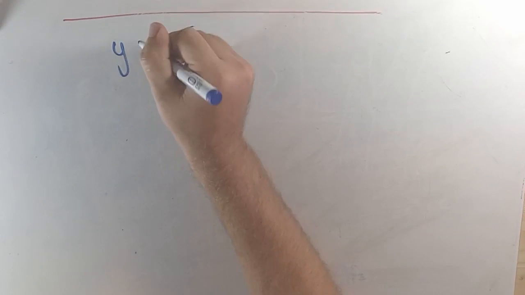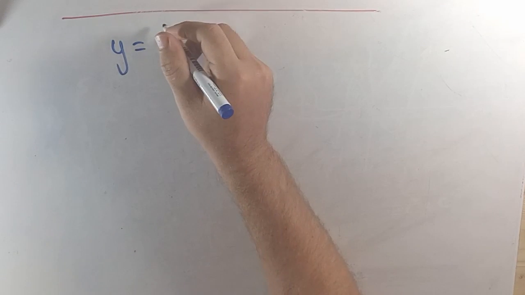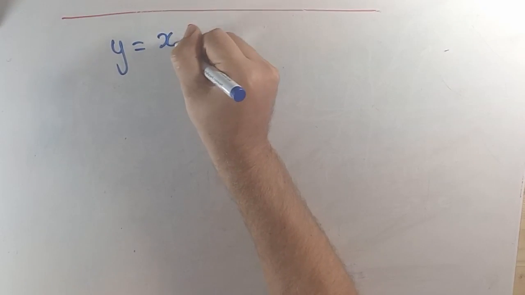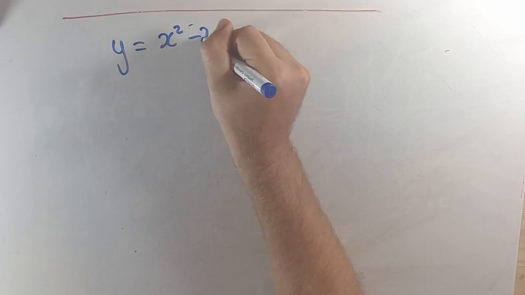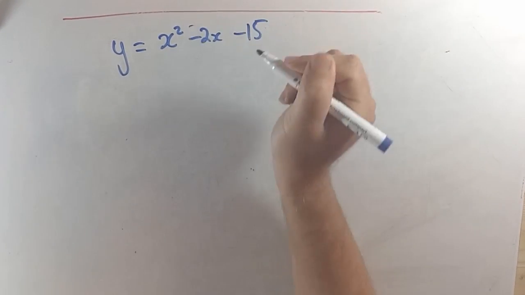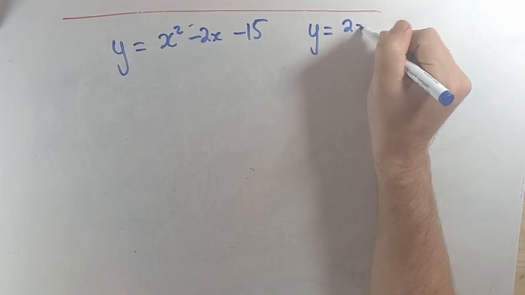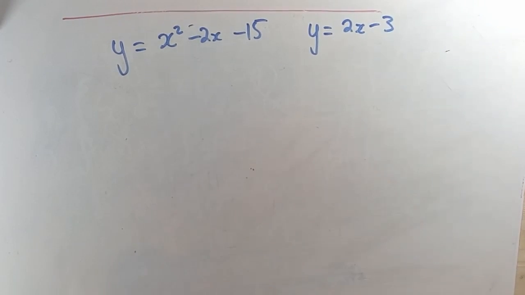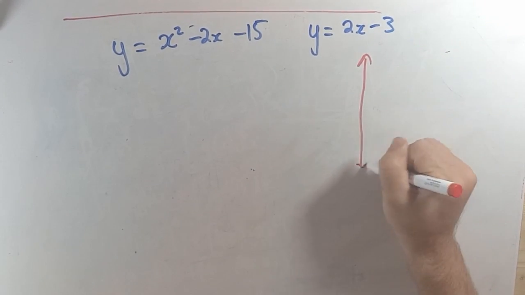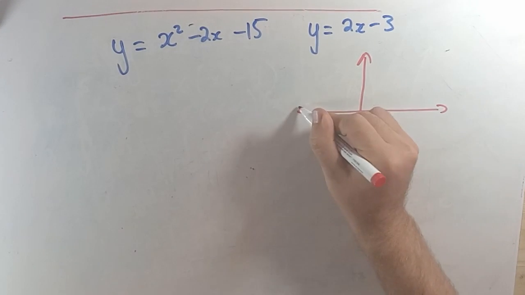All right. What if we had area between two curves? Let's consider two curves. Let's go with y equals x squared minus 2x minus 15 and y equals 2x minus 3. So let's give that a quick sketch just to get a bit of an idea of what that might look like.